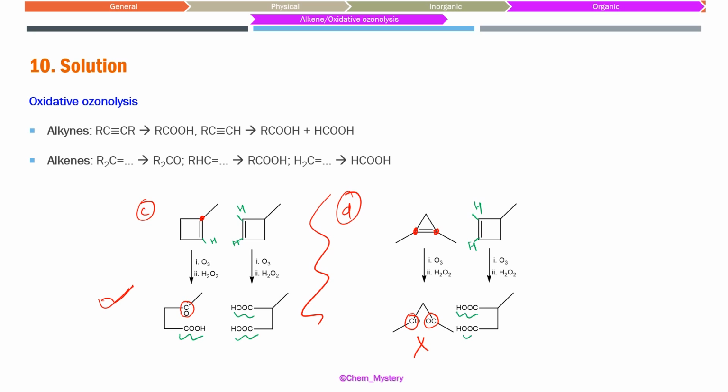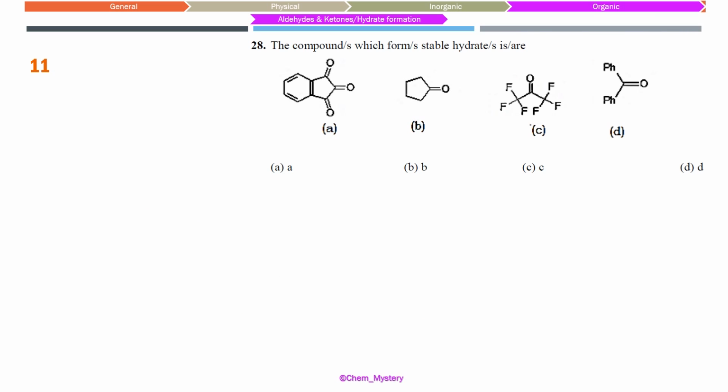Okay. The next question we are going to have is about the formation of hydrate. Here we are given some compounds and we are being asked in which case the stable hydrate will be formed. If we have learned the aldehydes and ketones, we have learned that geminal diols are actually not stabilized in most of the cases, but then there were a few cases for some different reasons.